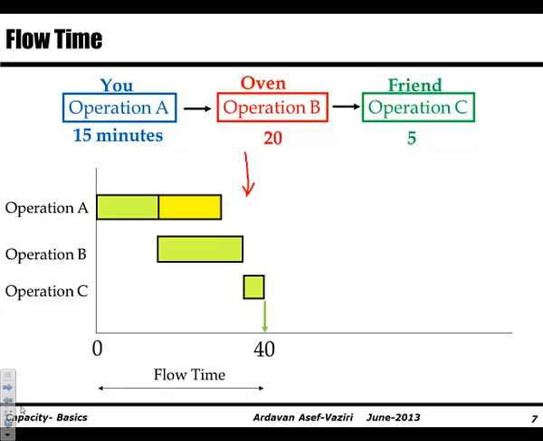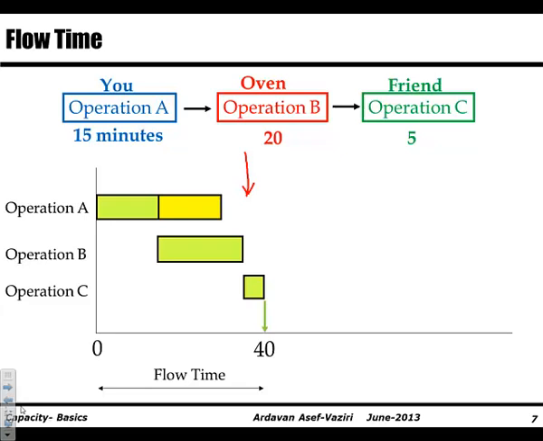Before going further, here is the flow time. 15 minutes, 20 minutes, and 5 minutes. When we add them together, it is 40 minutes and it's our flow time. So for the first batch, it takes flow time to go out of the process. But for the second batch and the other batches, it takes cycle time. And we will see it here.